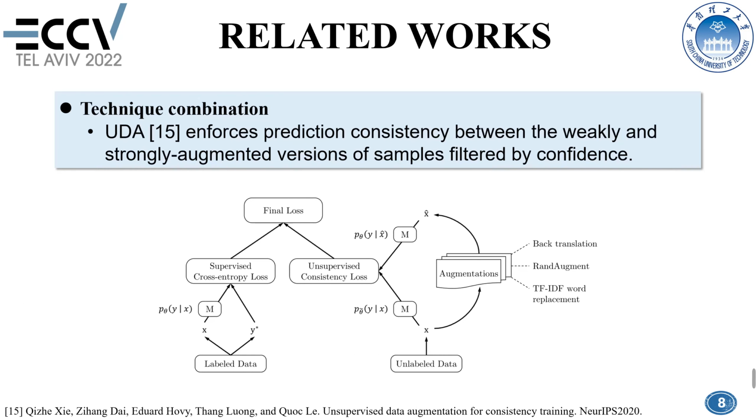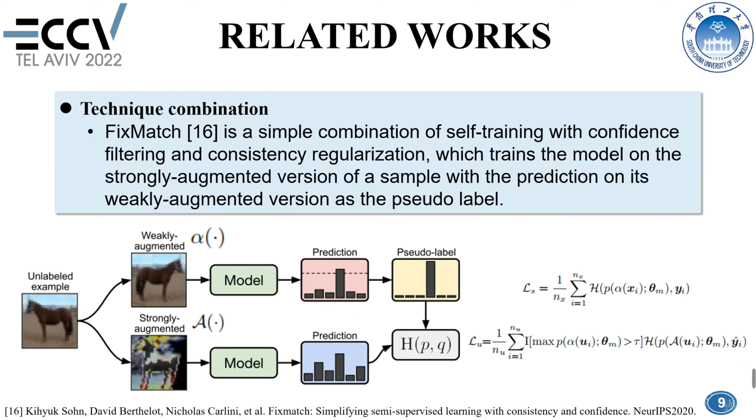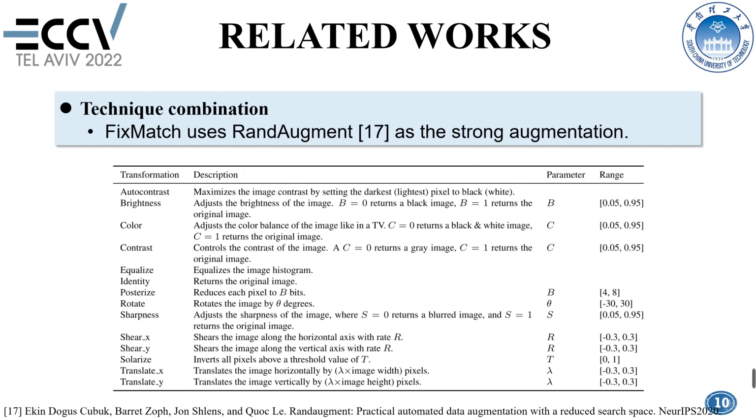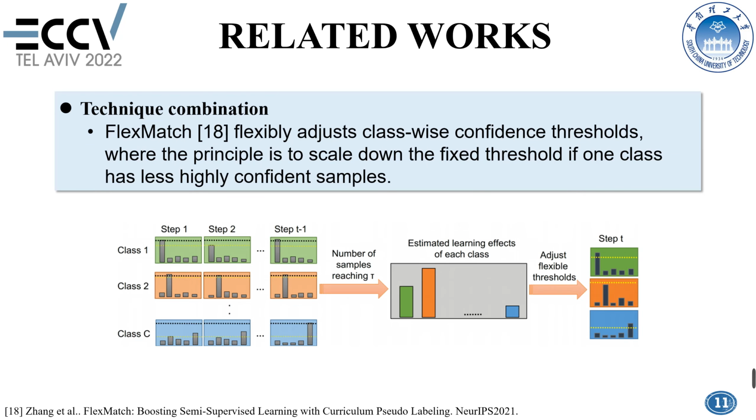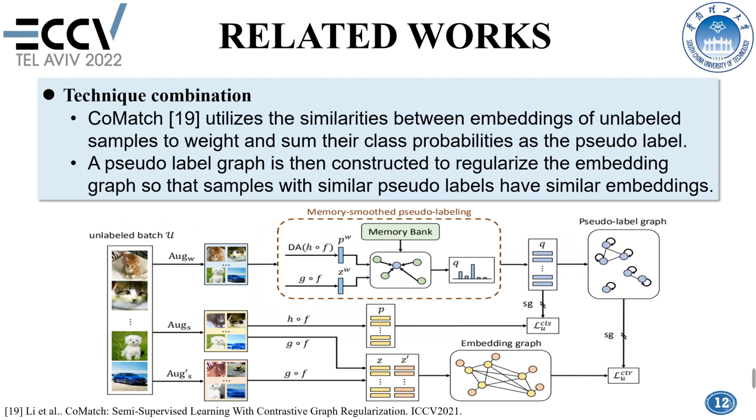Recent advances are achieved by technique combination. For example, FixMatch is a simple combination of self-training and consistency regularization, which trains the model on the strongly augmented version of a sample with the prediction on its weakly augmented version as the pseudo-label. Recently, FlexMatch and CoMatch further improve over FixMatch.